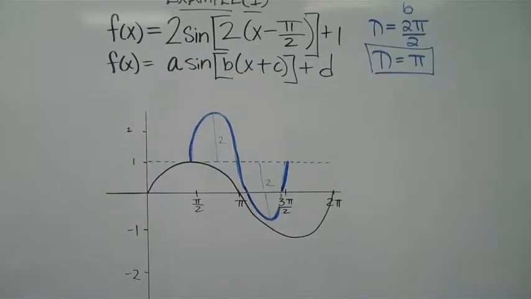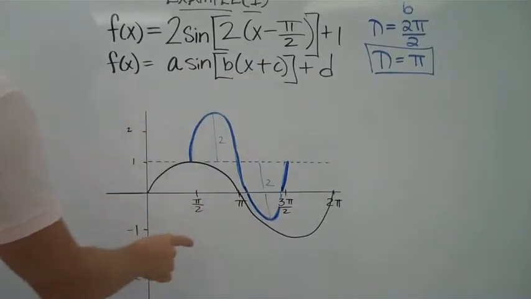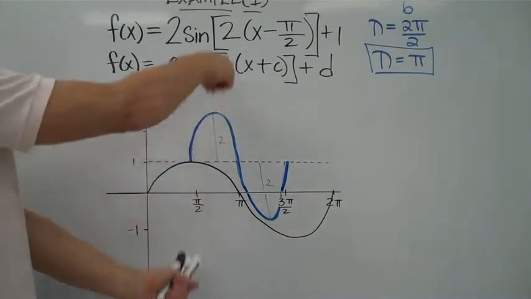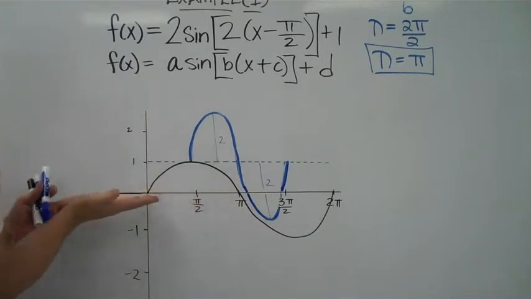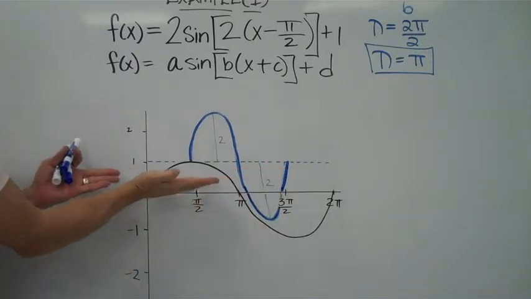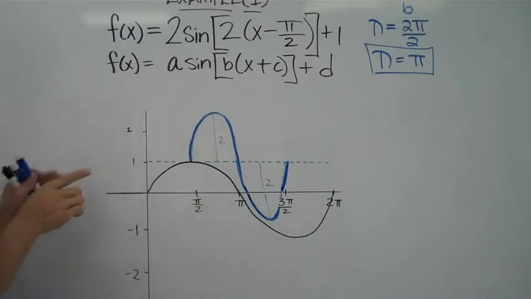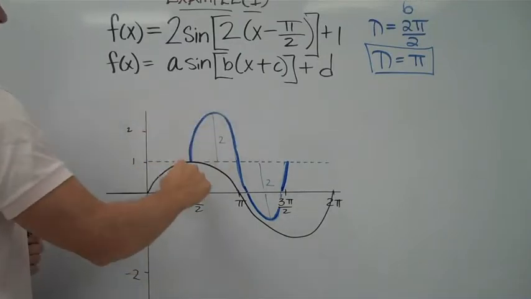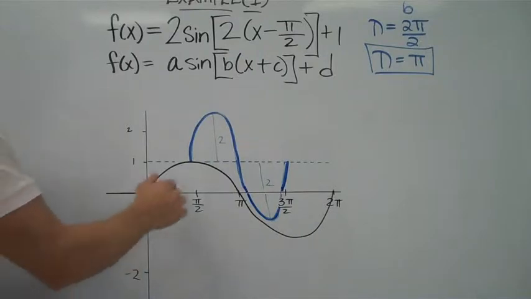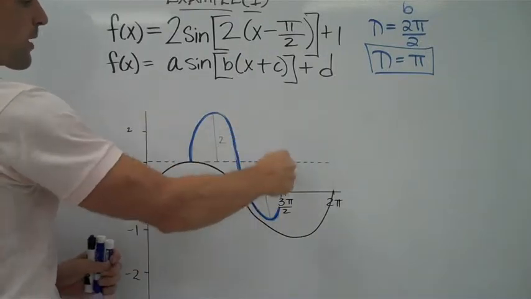Through video magic, we can see this is the graph of that curve. I was asked to stretch it, so now my amplitude is 2. My d said move it all up, so my center line was at 0, now it's up at 1. I shifted over to the right, so this point went over to the right. And I have 2 cycles between 0 and 2 pi. That means each cycle is just 1 pi.